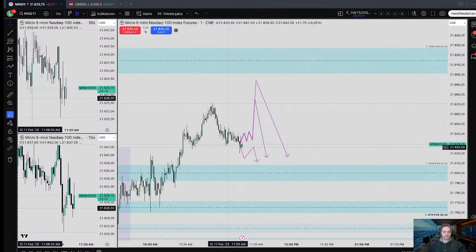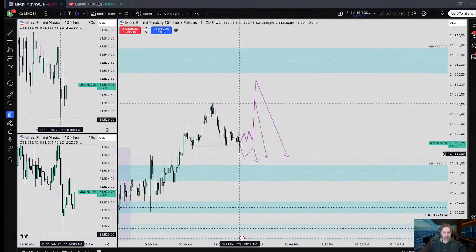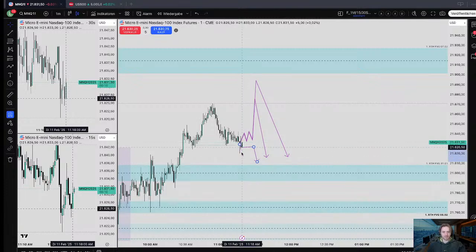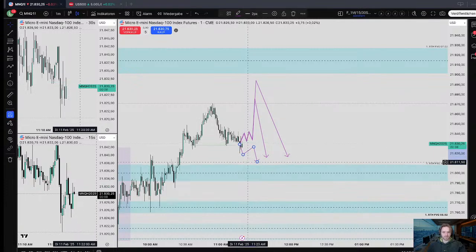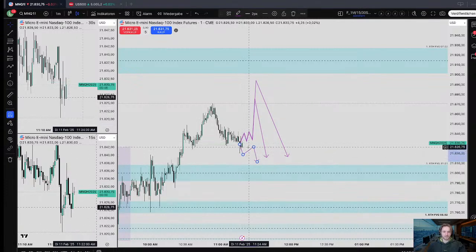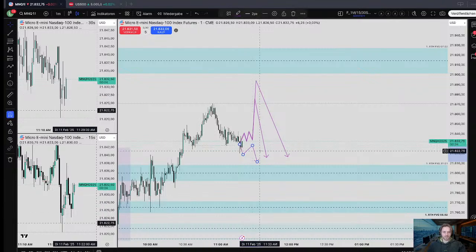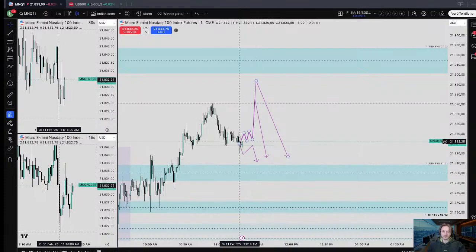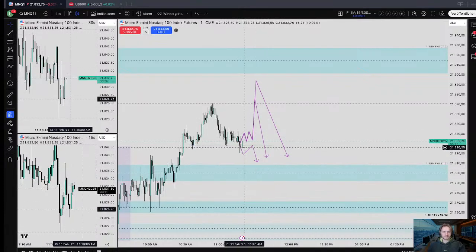It has to close below this. I said it before, wicks are not enough for me. I want to see it close below this one, maybe going rather here, closing here, going back up until here, like to our breaker, right? And then going down. It doesn't look like it wants to do that.